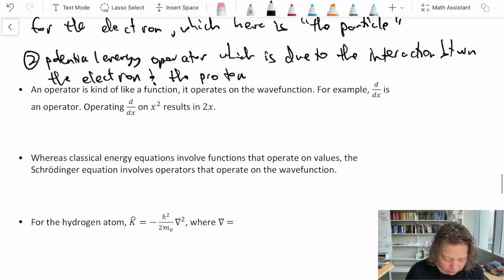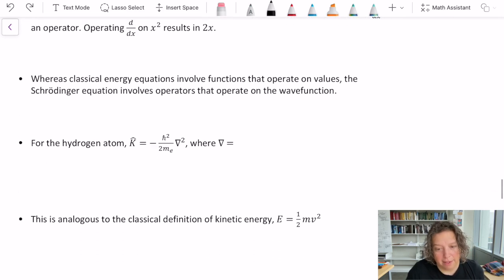Okay, so the Hamiltonian is going to have these two operators. What the operators are going to do is operate on the wave function. We gave this example before. An example of an operator is a derivative operator, which operates on some function. So for example, if I took this d dx and I operated it on x squared, the result would be 2x. The operators in the Hamiltonian are similar to this d dx operator, not exactly, but they work in the same way.